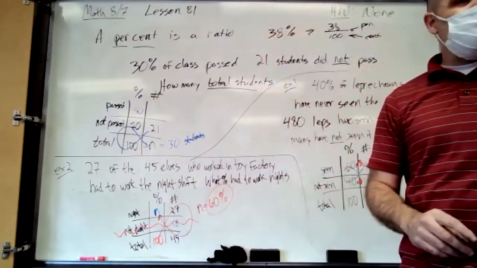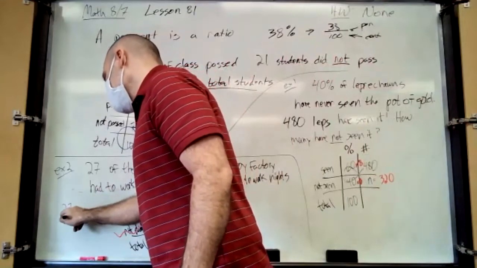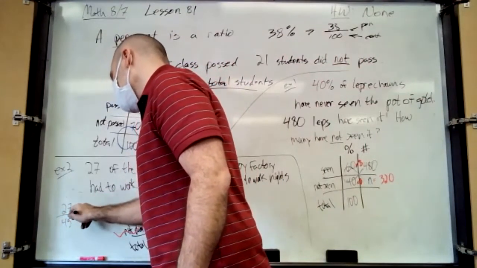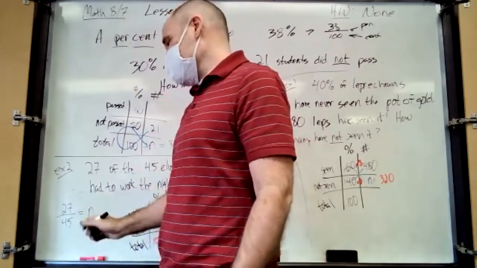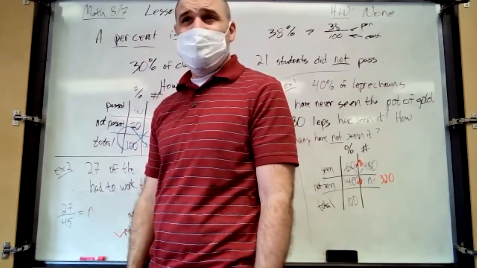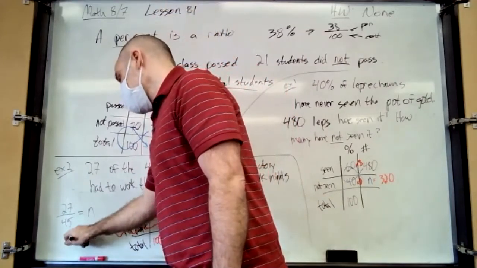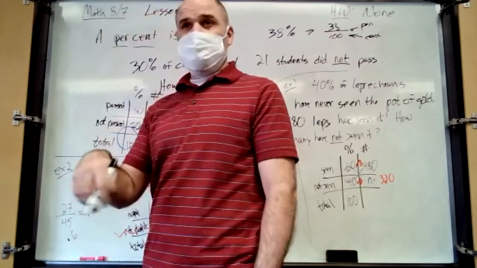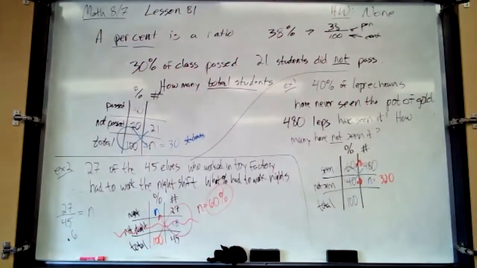Okay, the other thing you could have done is 27 out of the 45 elves worked the night shift. Do you know what 27 divided by 45 is? 0.6. And then just move the decimal over, and then it's 60%. Does that make sense? Okay, yes. I think I did it in the weirdest way possible. Okay, that sounds about right.